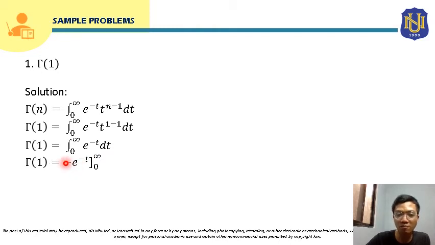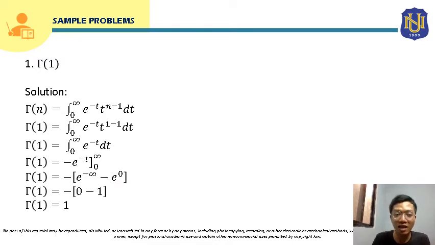So this will become negative e raised to negative t. We will evaluate this from 0 to infinity. Substituting the upper and lower limits, we factor out the negative here. So this will become e raised to negative infinity minus e raised to 0. And we know that e raised to negative infinity is just 0, and e raised to 0 is actually 1. So negative 1 times negative, that will become positive 1. So the gamma of 1 is actually 1.